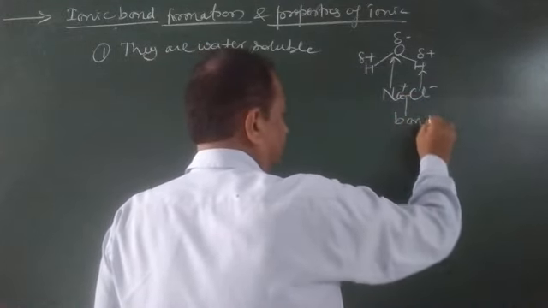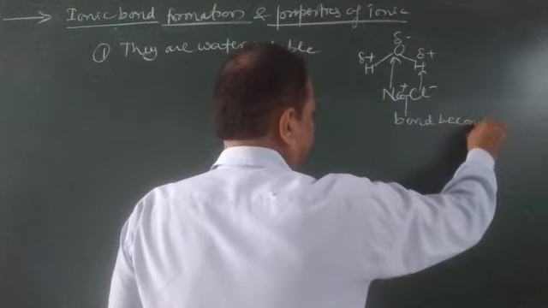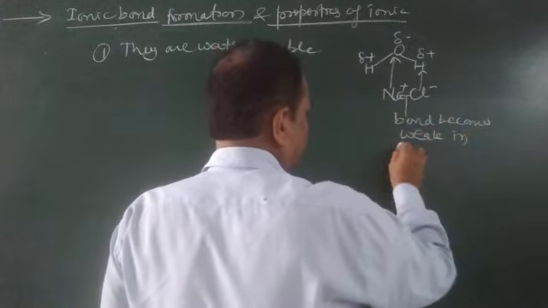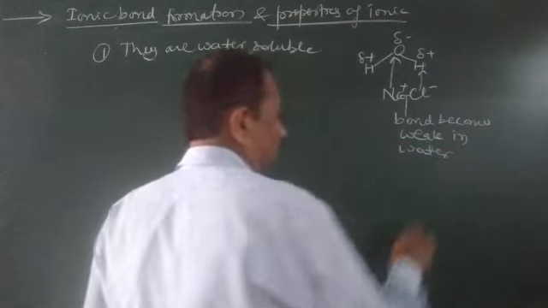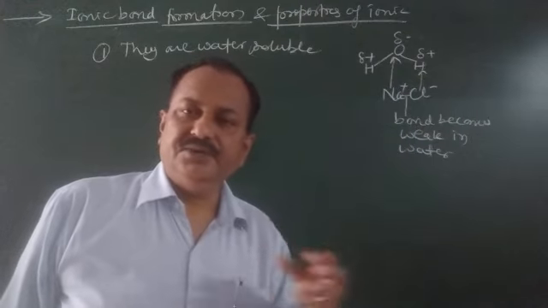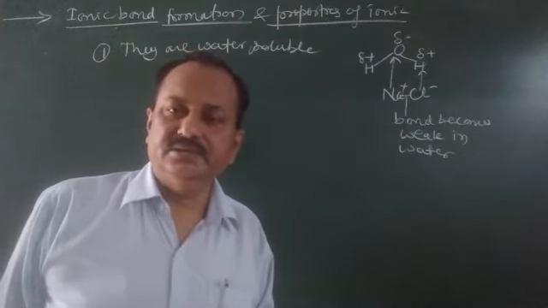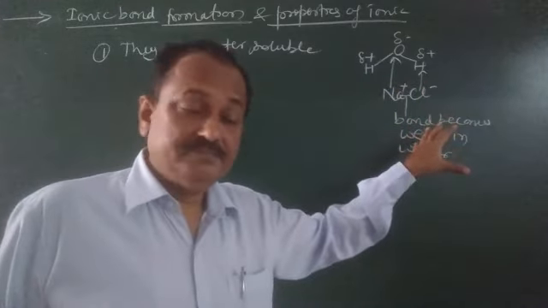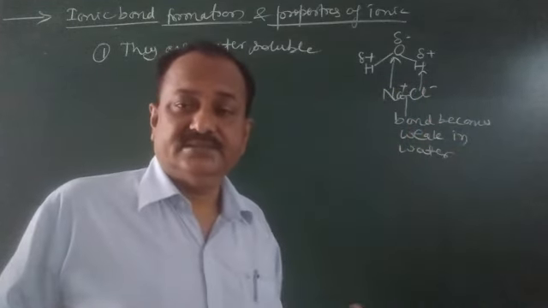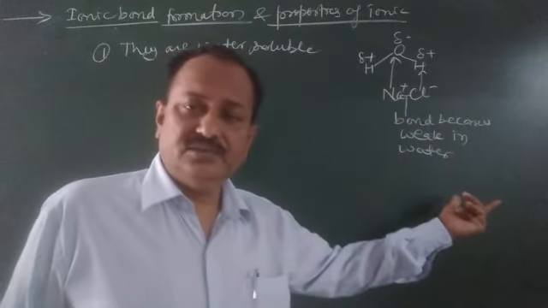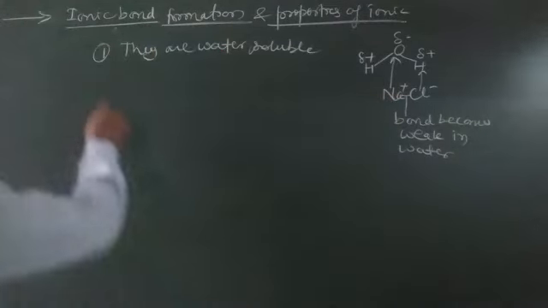bond becomes weak in water. This is a very simple point. When we add any ionic compound into water, due to the polar nature of the water molecule, the force of attraction or the bond becomes weak, and as a result such compounds are water soluble. So thus they are water soluble.